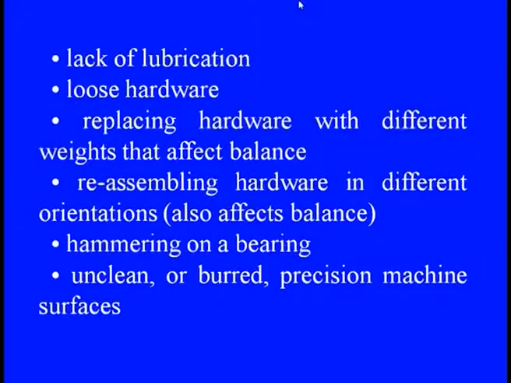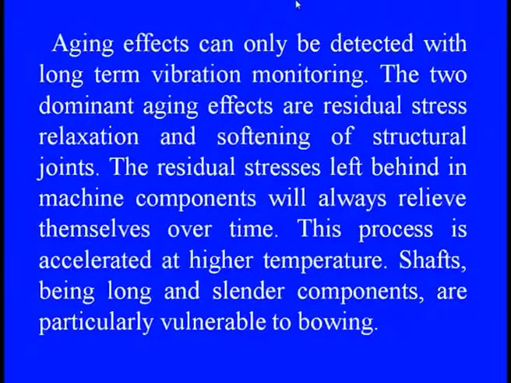We can immediately correct those things, and we can simply see that if we go with precise machine surfaces, we can reduce the vibration significantly. And the aging effect, which is the last part, can also be detected with long-term vibration monitoring, because the residual stresses in the machine components always excite. In the process where accelerations occur at the higher temperature of the shaft, the shaft beam or any slender component comes under the bowing feature.